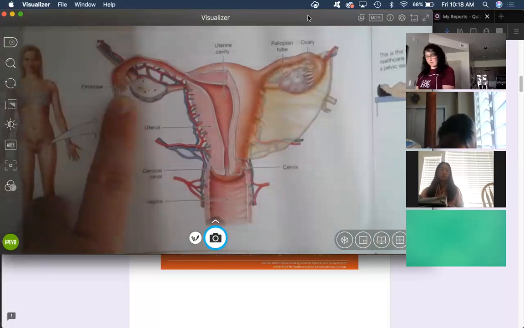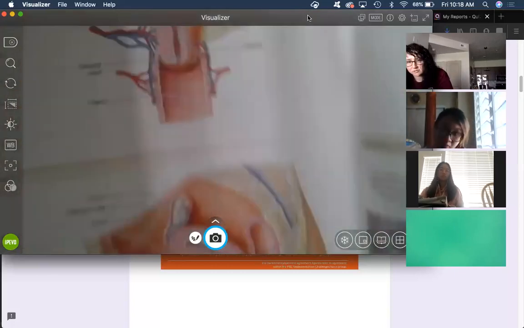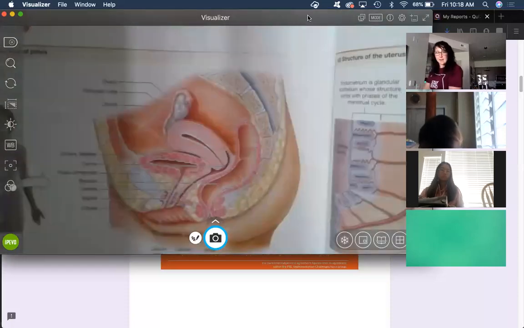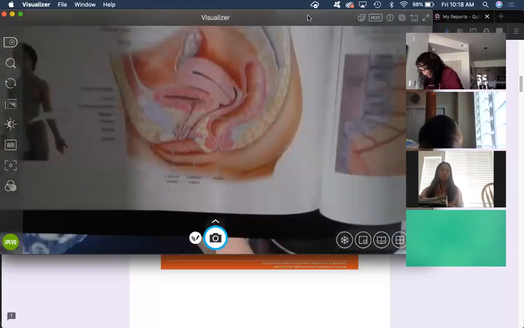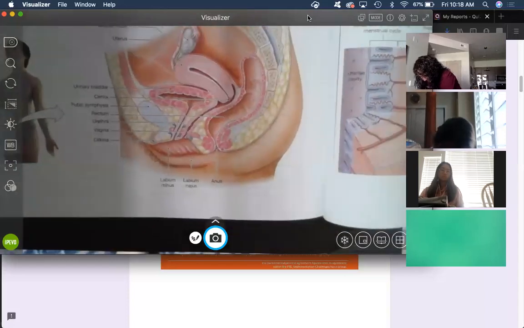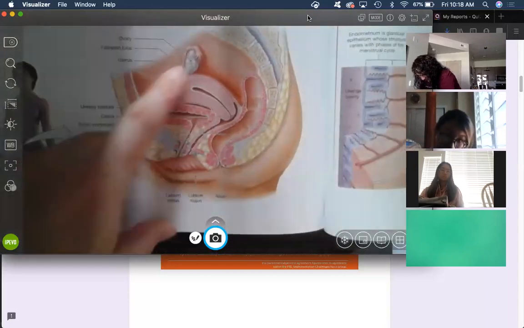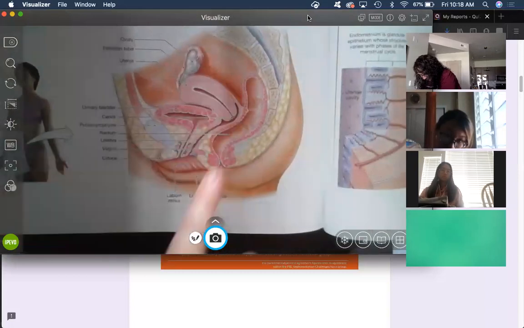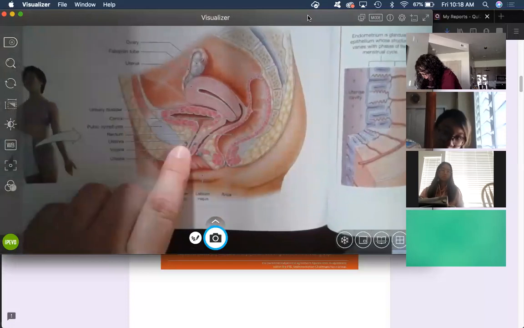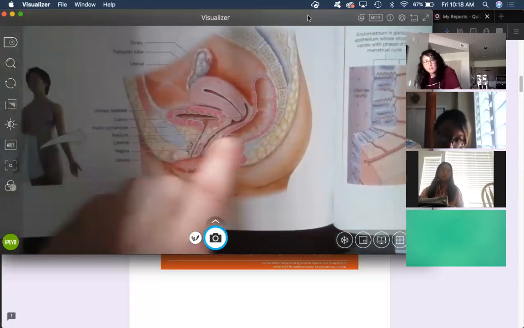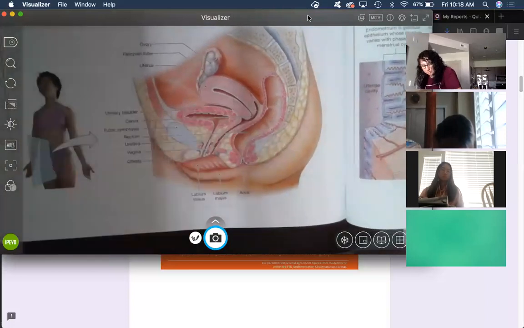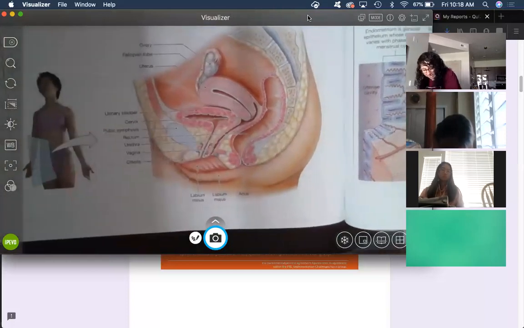Okay, here's a side view. Whoops, the camera's falling. This delayed camera is really driving me crazy today. So here's a side view. You can see here's the ovary. Here's the uterus. You can see the bladder right here, and how there are two completely separate pathways that lead from the uterus and the bladder. Males, it's going to be the same pathway. Females, they have two different pathways.